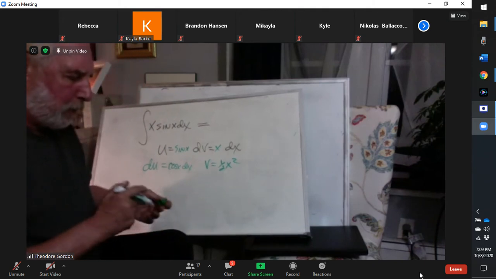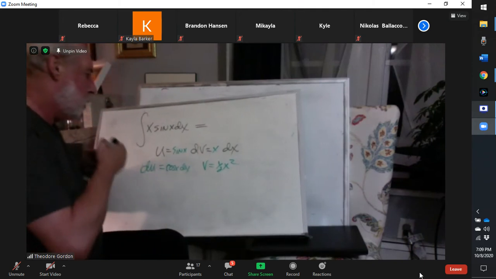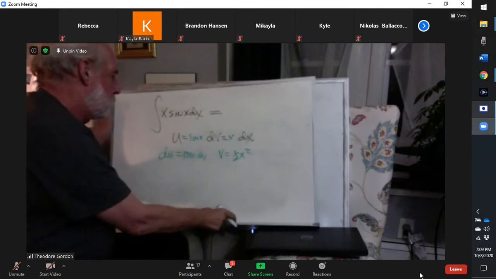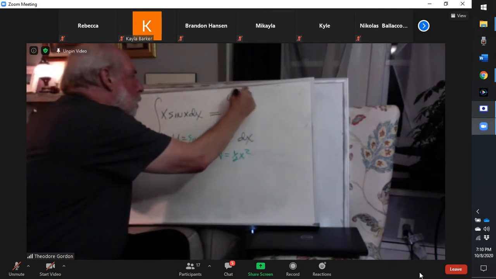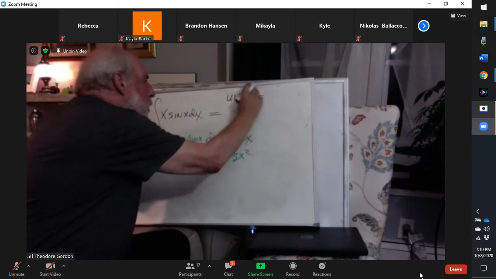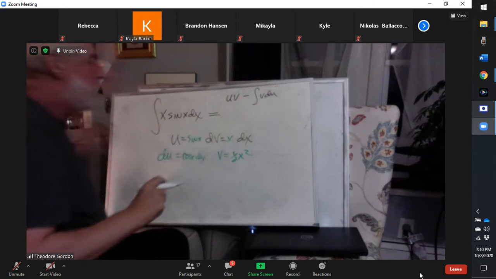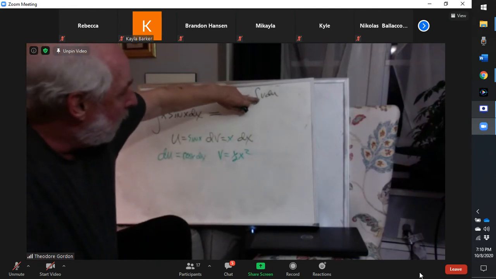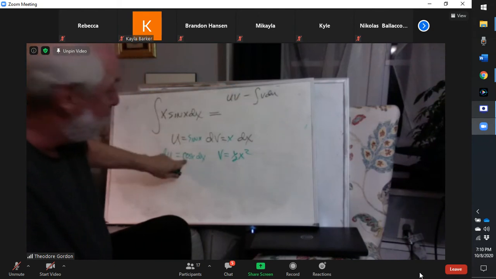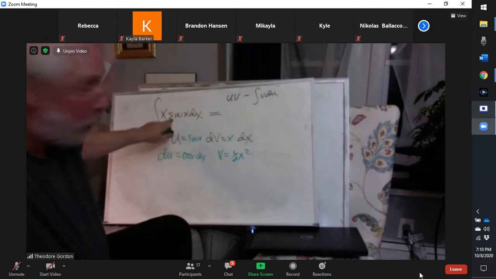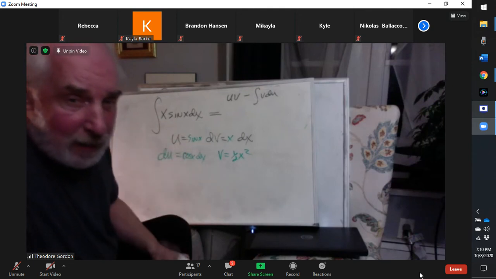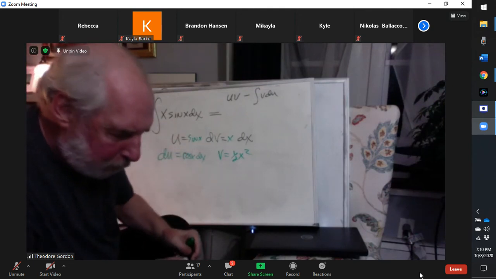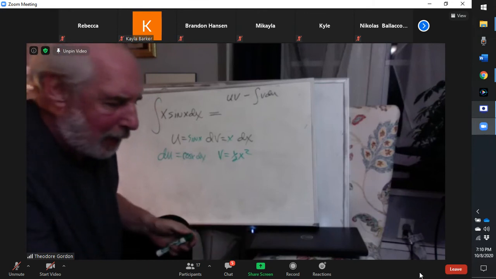So when we put this into the formula, now I have to deal with the integral of an x squared times a cosine. I just made this problem worse. So that's a hint that that was not the right thing to do. It's not a rule, but it's a guideline.